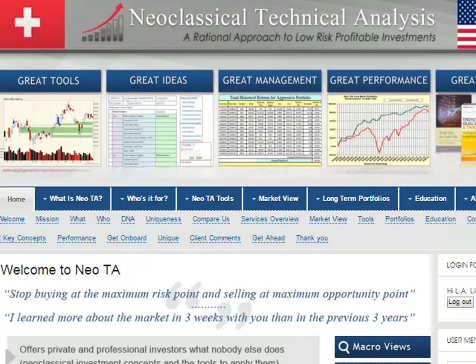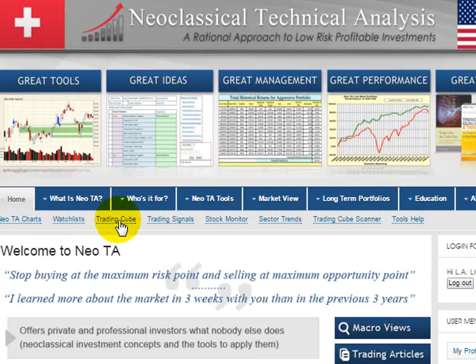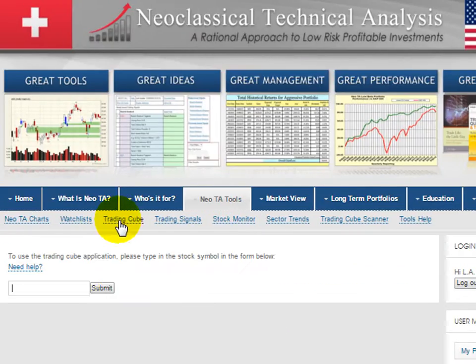As we look at the tools that are in the NeoTA toolset, one of the other ones that's worth looking at is the Trading Cube. And the Trading Cube is a visualization of stock symbols and the qualified trends and mean time to failure, along with some other information regarding that stock.